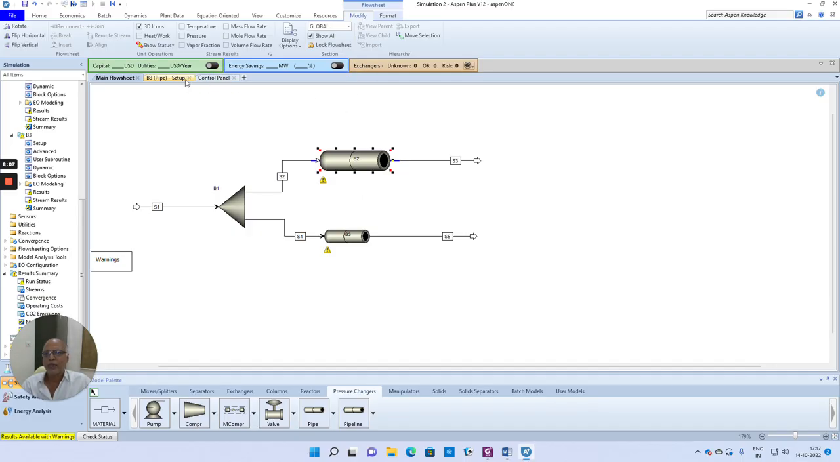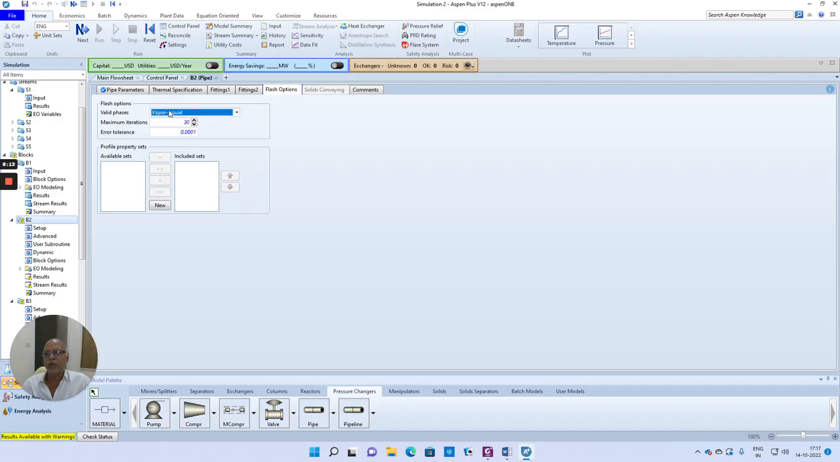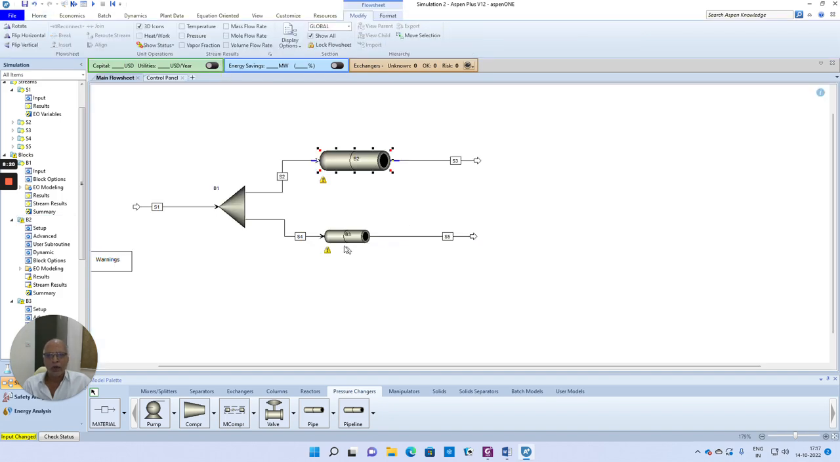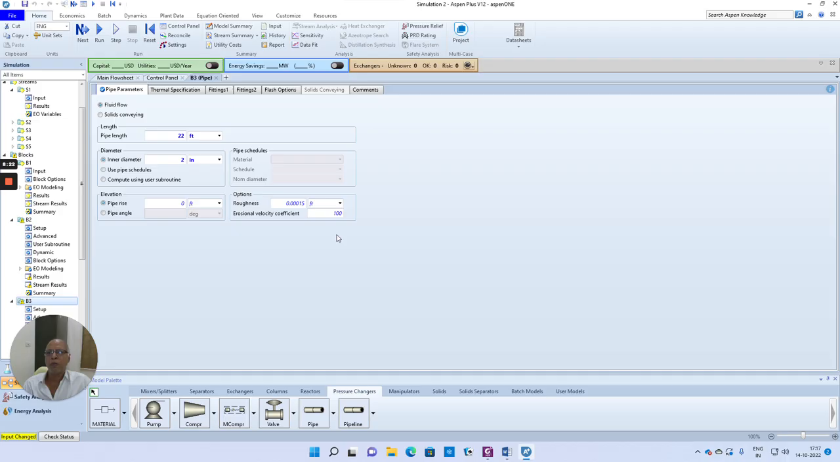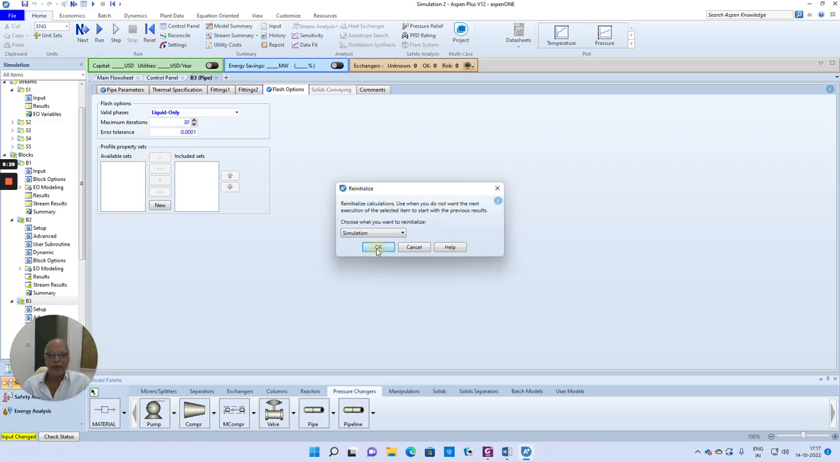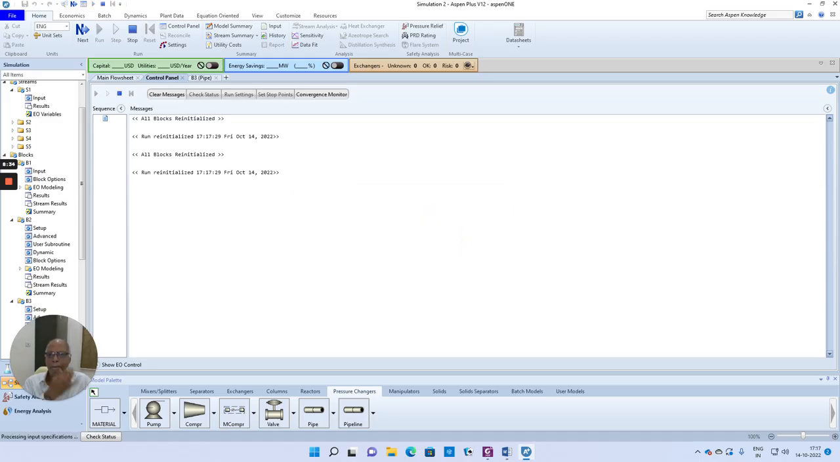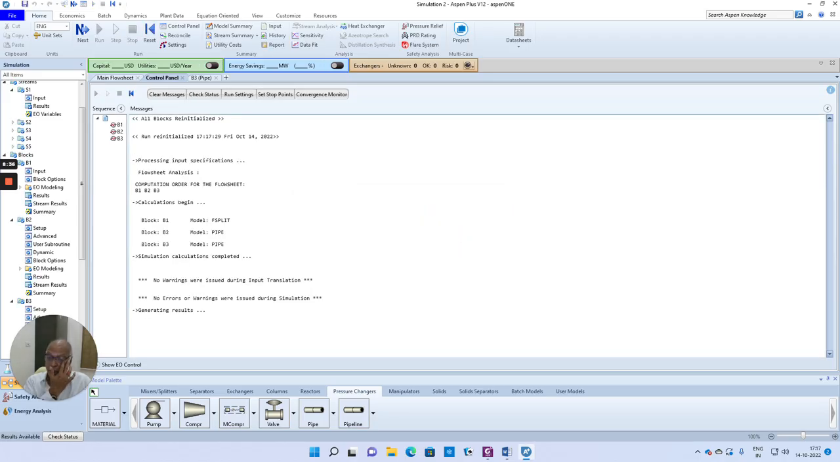Probably you can analyze and you can see this thermal option is because of this problem, flash options. By default, it will be taking it as vapor liquid. And if you say liquid only, in both the cases, that warning will be removed. Right. So you can just once again check it out. Now you can see that there are no warnings. The results will be the same.